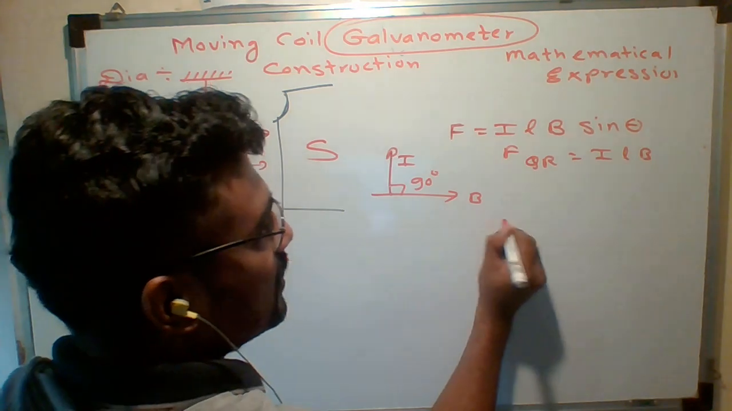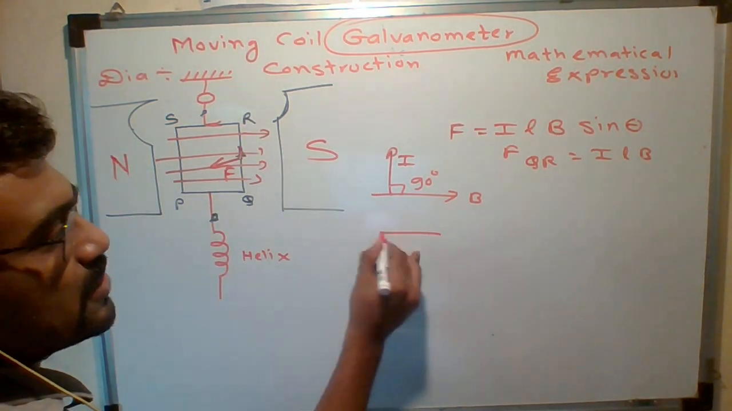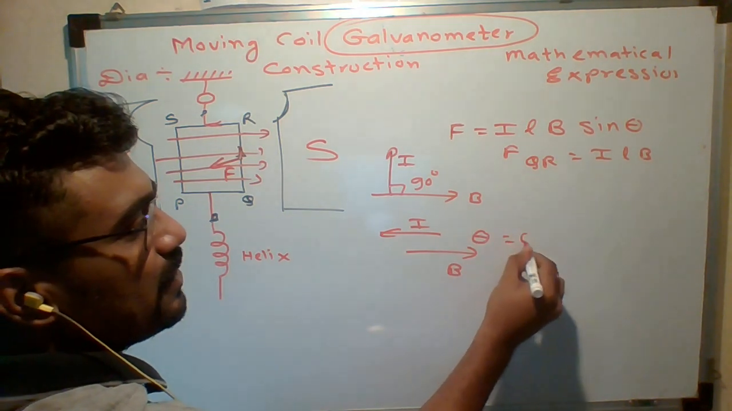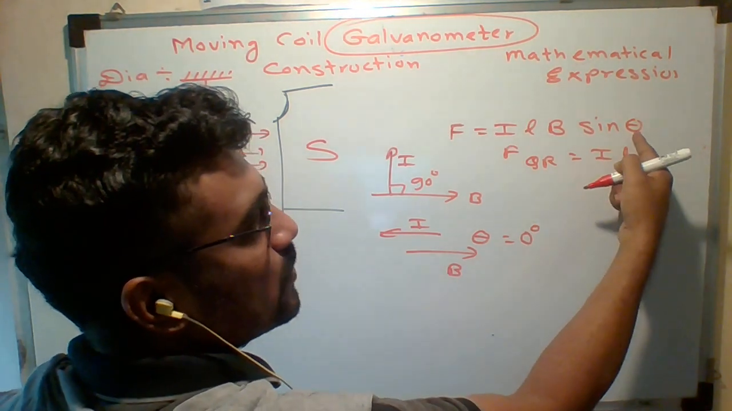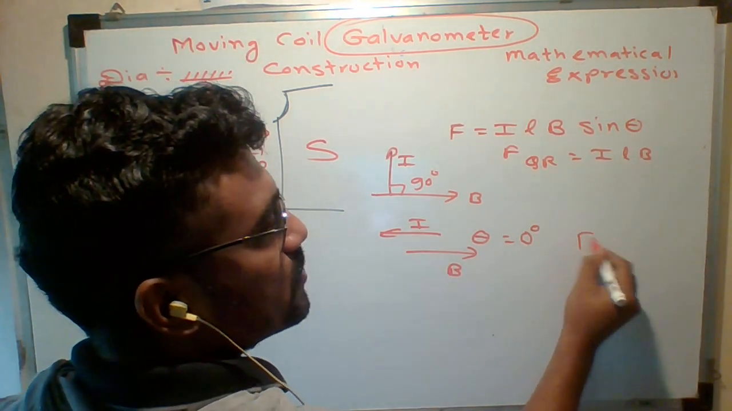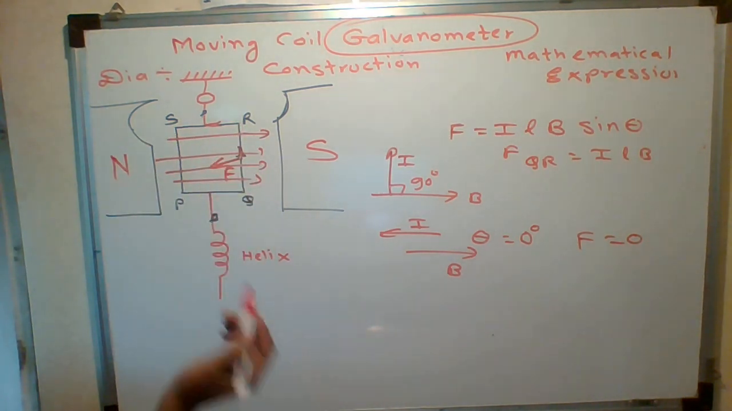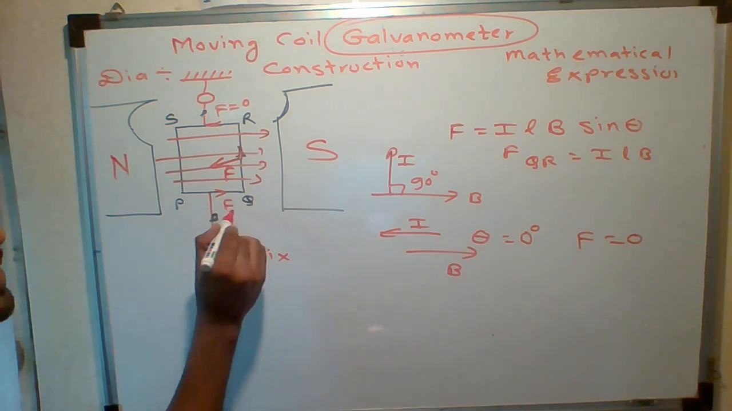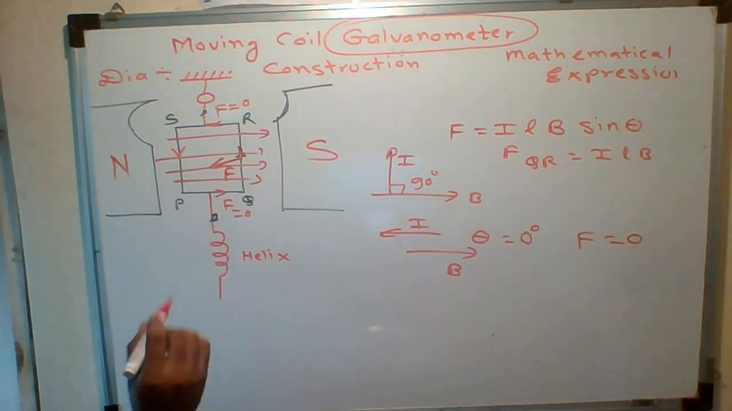When current is flowing through SR, the direction of current will be like this and the direction of field will be like this. What is theta here? 0 degree. When theta is 0 degree, what is sin 0? 0. So what is the force when current is flowing through RS? 0. So there is no force. Here force is 0, and here also force is 0.